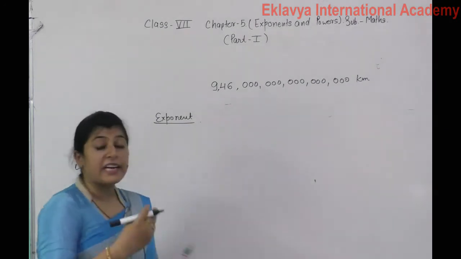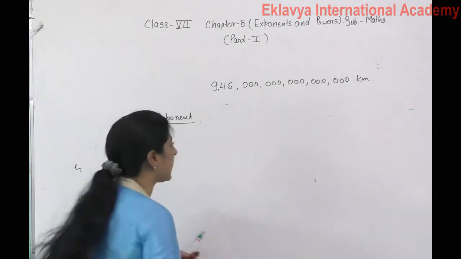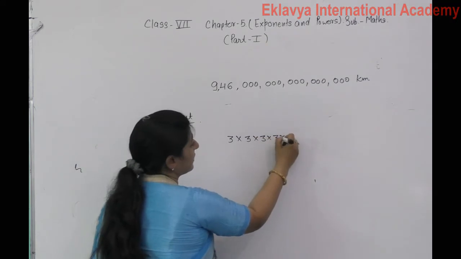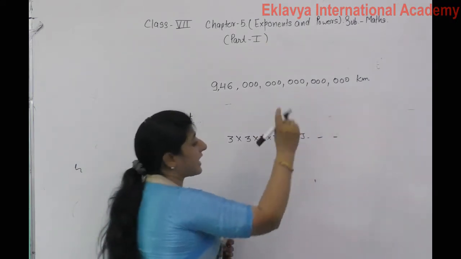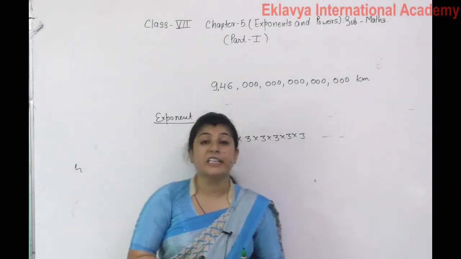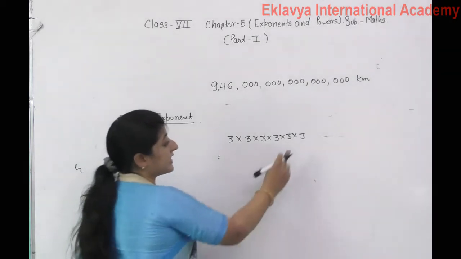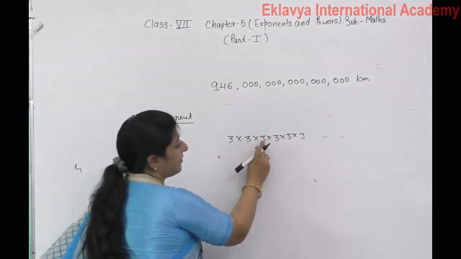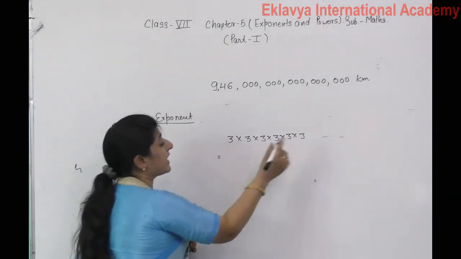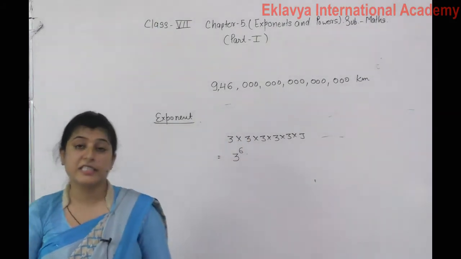Basically, this is when any number is multiplied by itself several times. Suppose I take 3 and multiply 3 into 3 into 3 several times. Then how do I write this in a short form that I can read easily? I see that here 1, 2, 3, 4, 5, 6, so we are multiplying the number 6 times. It means we can write it as 3 power 6.